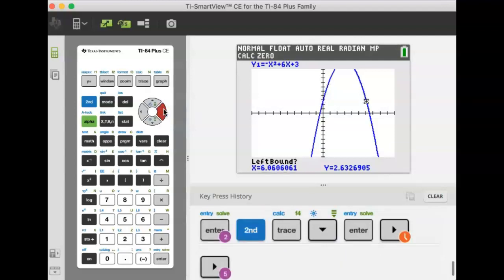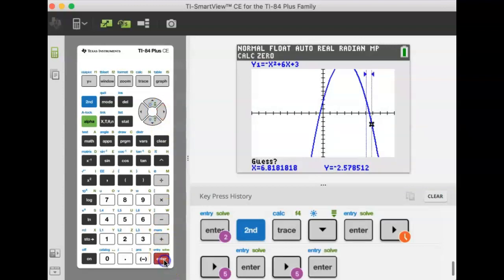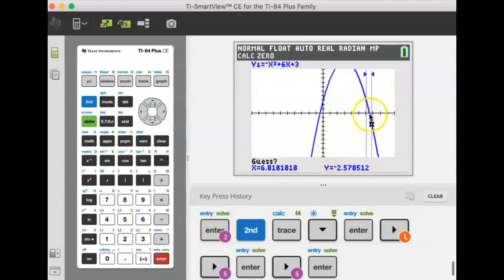Am I to the left of my x-intercept? Yes. So I hit enter, and now I need to be to the right of the x-intercept I'm searching for. I am, so I hit enter. The vertical lines show me the areas that I have set as the boundary for the calculator to search.